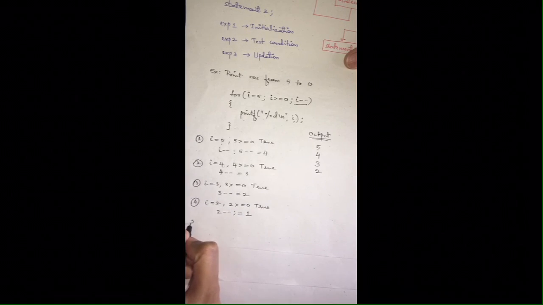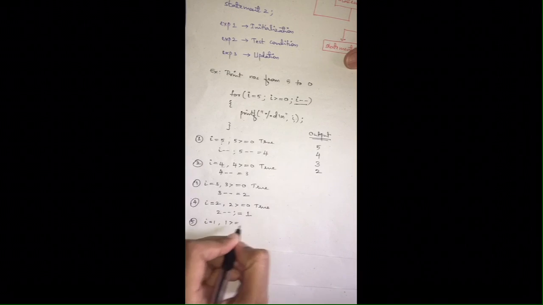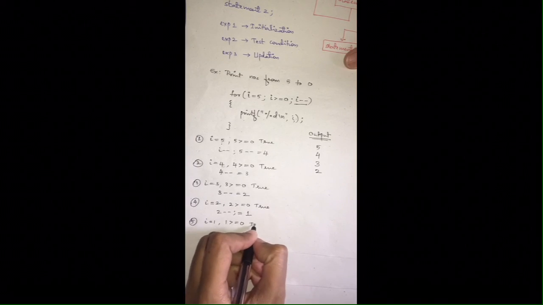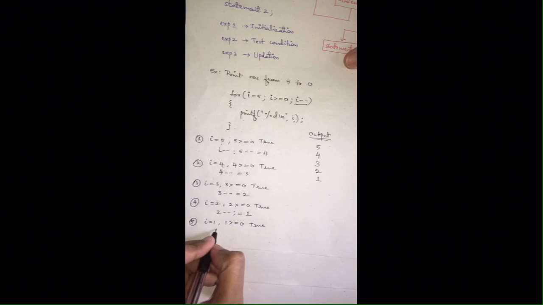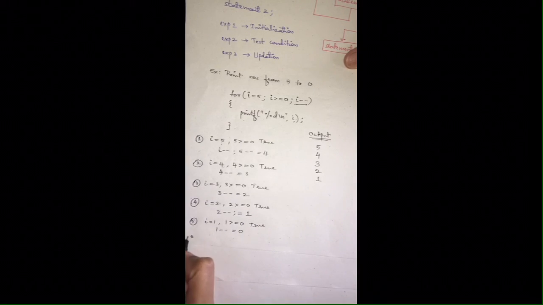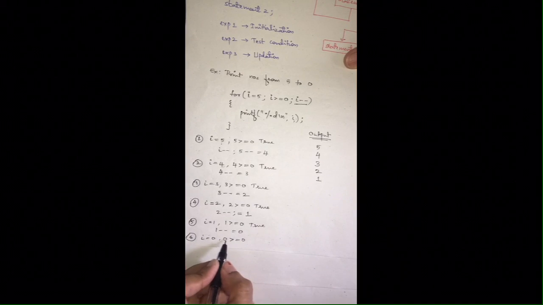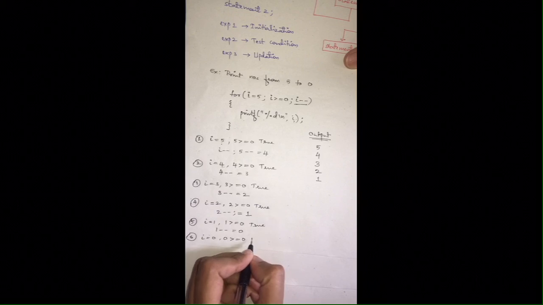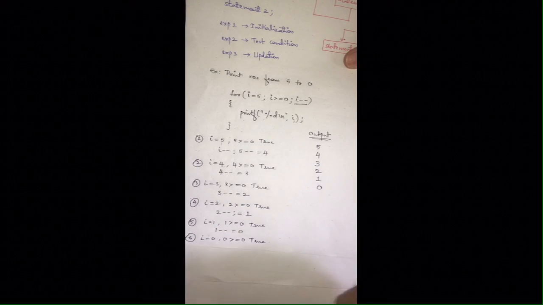In the fifth iteration, i is equal to 1. 1 is greater than or equal to 0. Yes, it is true, so print 1. And next 1 minus minus, which is 0. In the sixth iteration, i is 0. 0 is greater than or equal to 0. The condition is also satisfied because 0 is equal to 0, which is true. So 0 is also printed.